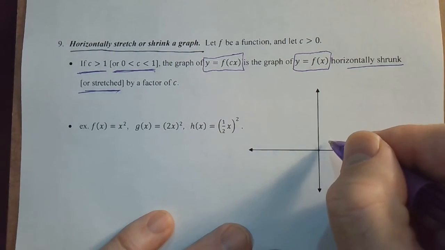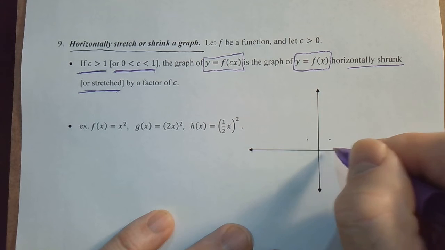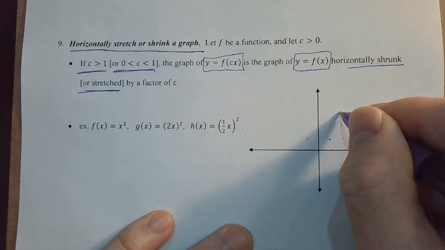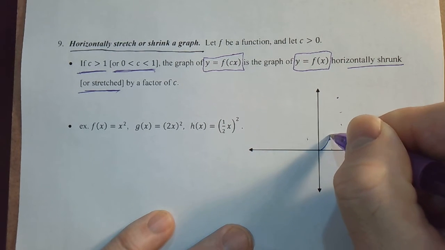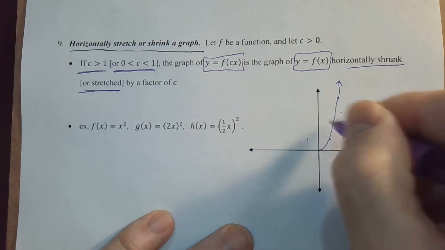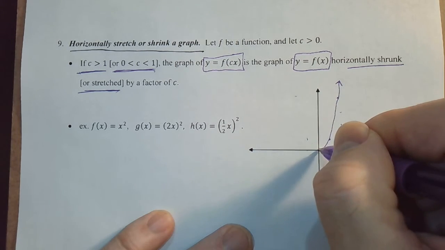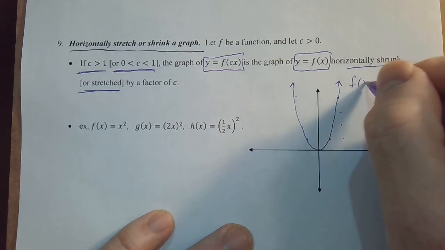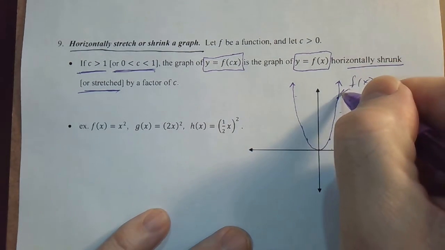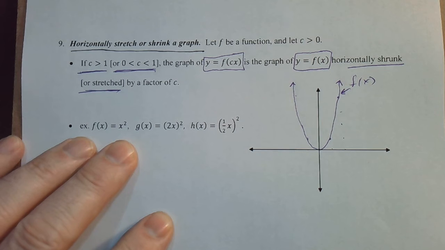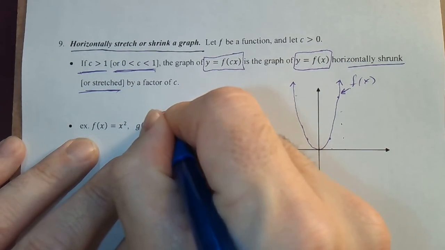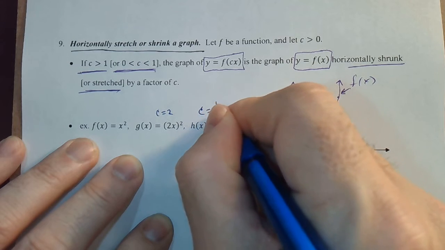f of x equals x squared. Let me be fairly precise on this one. 1, 1, and then 2. It's going to go up 1, 2, 3, 4. So that's our graph of f. Okay, that's the graph of f of x equals x squared. Well, in the next one, we have something similar, only we have c equal to 2 here. And we have c equal to 1/2 here.